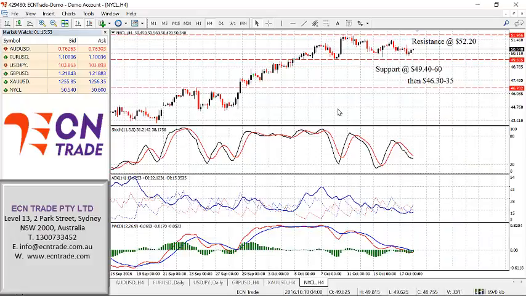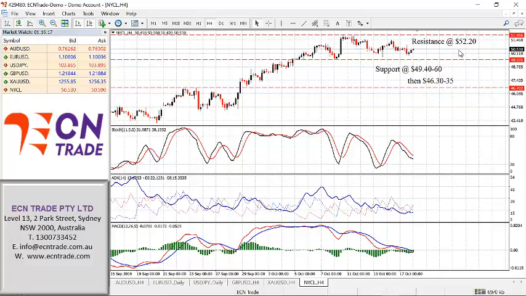And to finish off with oil, I still see the resistance at 52.20 capping and look for a move down towards that 49.40 area, which could expose further weakness down towards $46 a barrel. So do note a break of 49.40 will give this exposure to the downside.